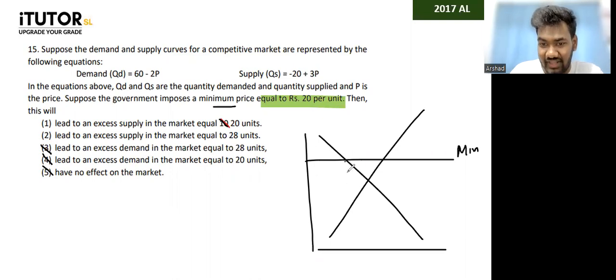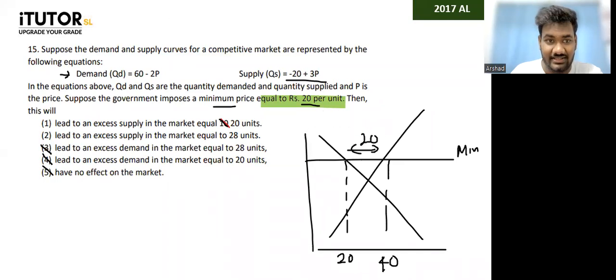How much of excess supply do we have? So at the price of 20, how much is the QD? 60 minus 2 into 20, that is 40. QD is 20. Okay, so QD is 20. How much is QS? Minus 20 plus 3 into 20. QS is 40. Okay, so how much is our excess supply then? Our excess supply is 20 units. Right. So which one is our answer then? Our answer is answer number 1. Is that okay, guys? All fine.